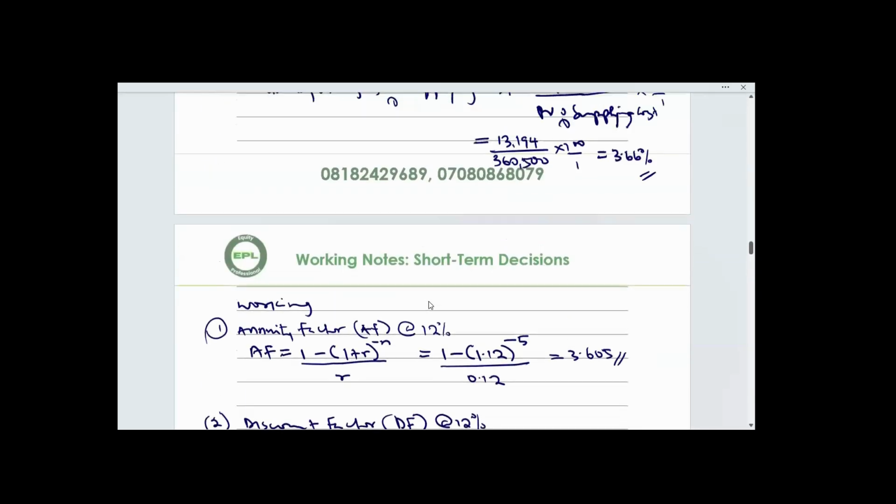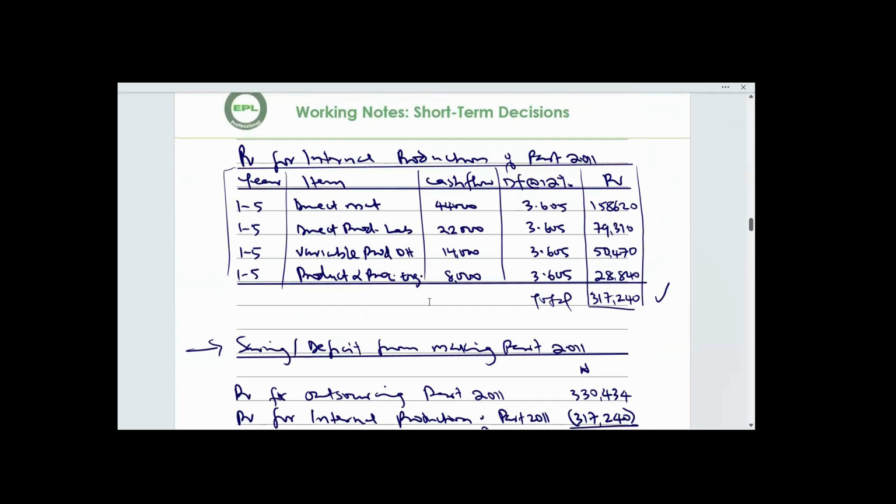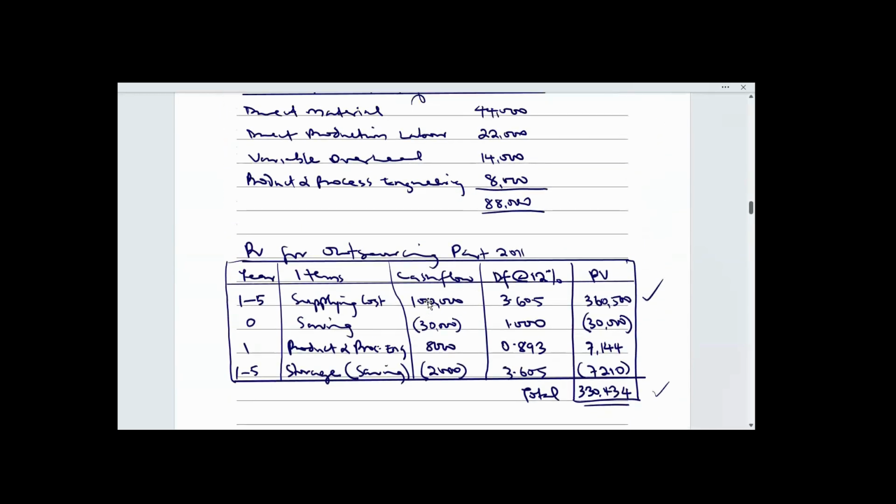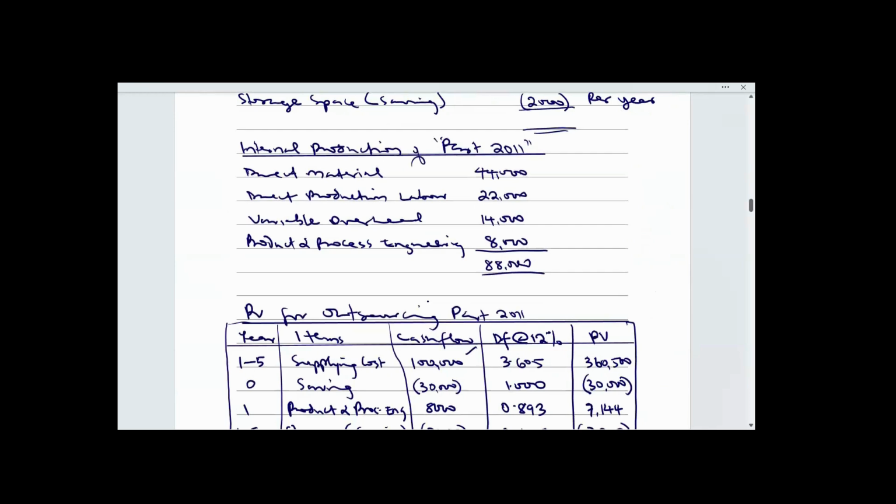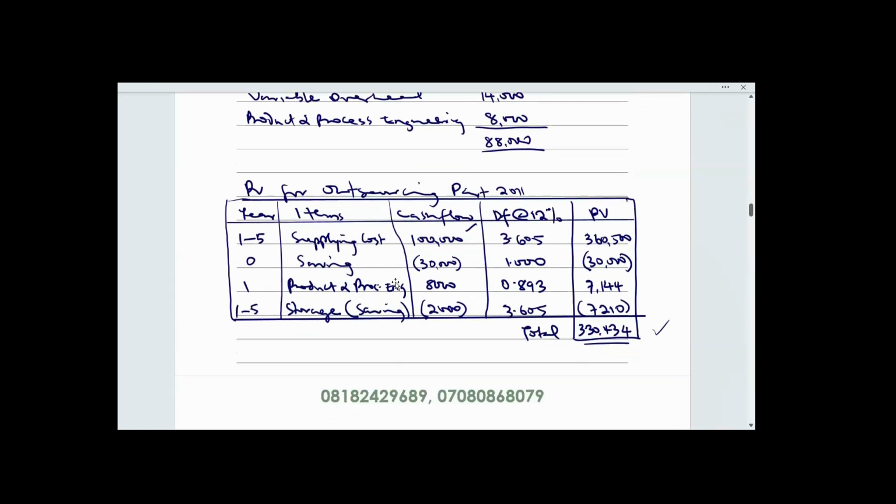What we are seeing here is that this 96 naira 34 kobo is the price that KK Limited should quote on this supplying cost. Originally the supplying cost is 360,500. We multiply 1,000 units by 100 naira. Now that the price has reduced to 96.34, you multiply 96.34 by 1,000, that will give you 96,340 naira. So if you find the present value of that 96,340, of course, it will be less than the 360,500.